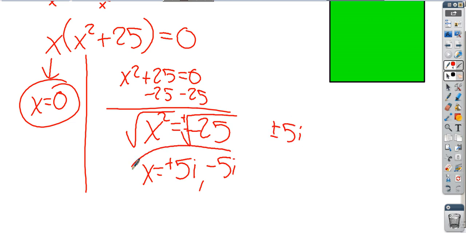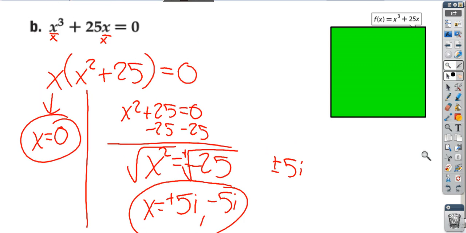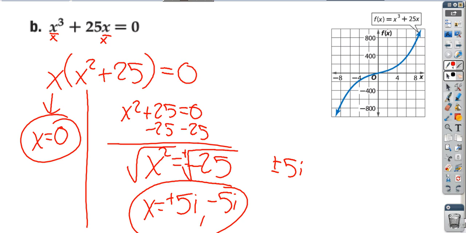So let's notice we have three solutions. x equals 0 is 1. x equals positive 5i, x equals negative 5i. Those are the second and the third, and that matches up with what we said. When we said x is being raised to the third power, it should have three solutions. Only one of them is real, though. The other two are imaginary. So in the graph, what that looks like is it only touches at that one real solution, and the imaginary solutions don't appear on the graph, but they are considered solutions.